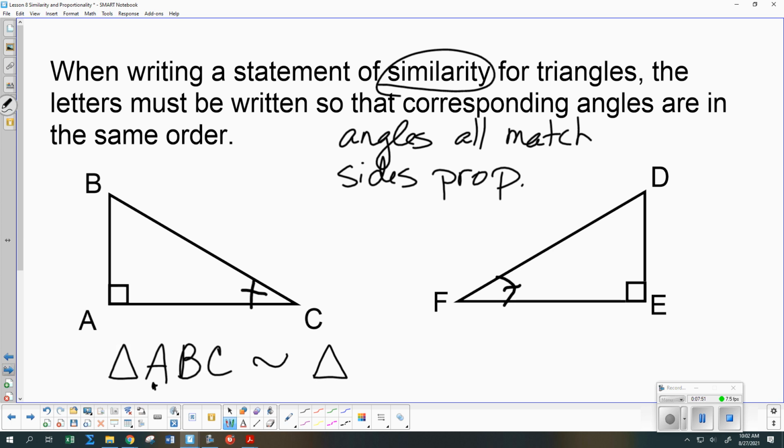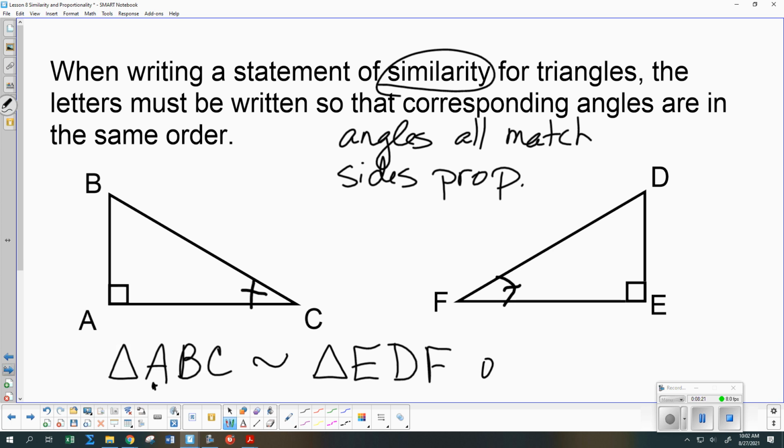A is the angle that has the right angle in it. What angle has a right angle in the one on the right, everybody? E. Okay, B over here has no mark on it. What over here has no mark? So D has to go next. C has the curve with one tick mark. Which angle on the right has that same measure? So see how it is not DEF.